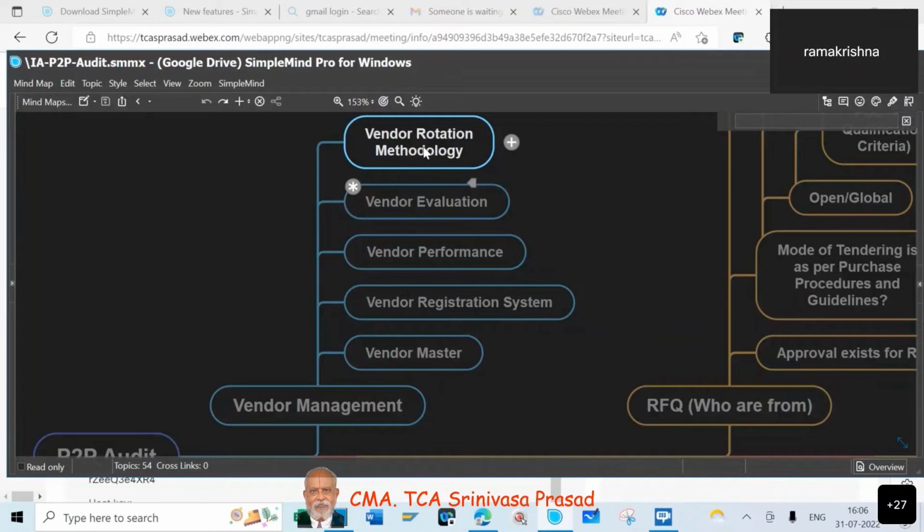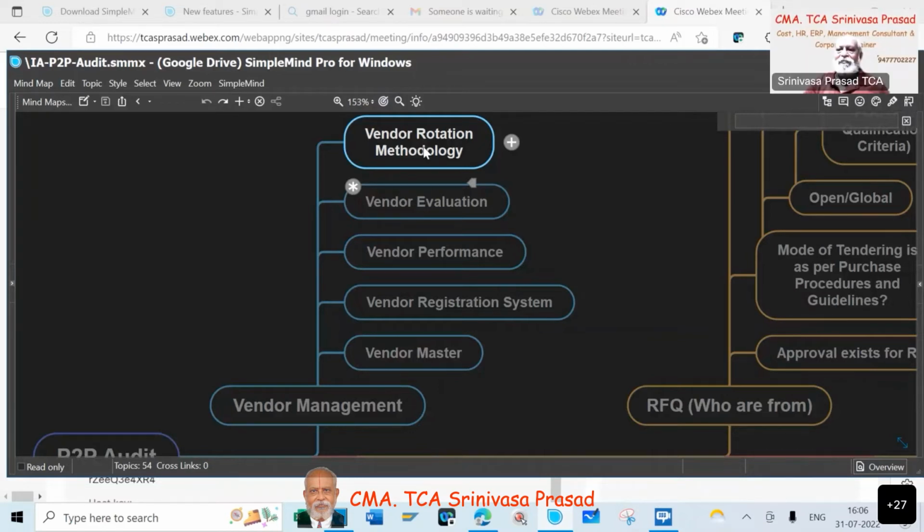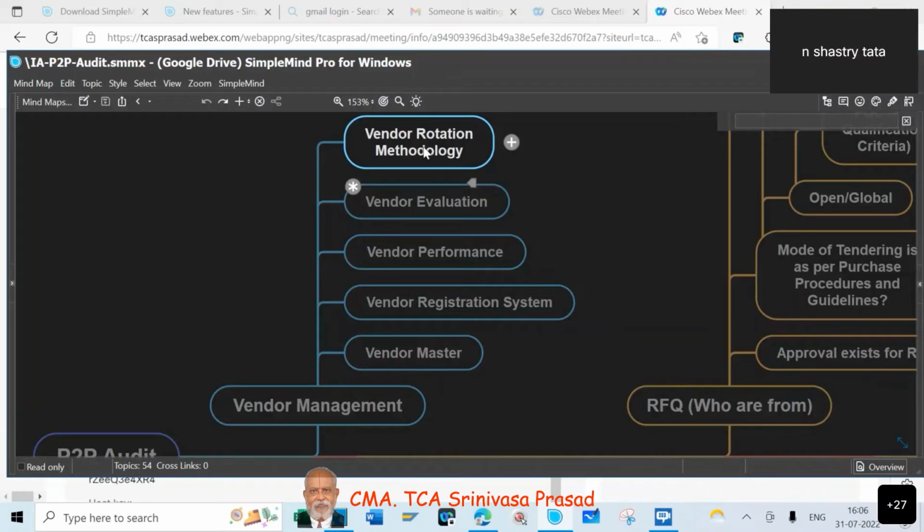To avoid collusion between the purchase department and the vendor. Yeah, Shastri, you are telling the right thing. One is to avoid the nexus between them. We did this, sir, in one of the companies I worked. My managing director used to say don't go to the same vendor. If there is an alternative available, go and explore the other vendor, even though this vendor is very good, in order to avoid collusion between the purchase department and the vendor.